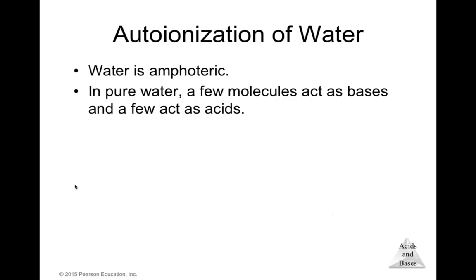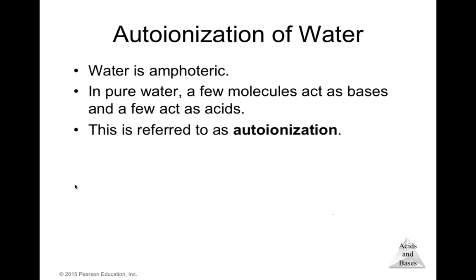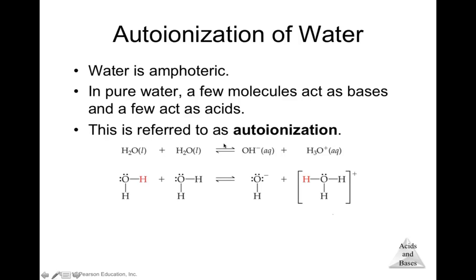When you have just pure water, some of the molecules of water will act as bases, and the others will react as acids. This is referred to as autoionization. With one molecule of water here and one here, one of them will release one hydrogen and the other one will accept it. So you're going to produce OH from one and H3O from the other one. This is basically an equilibrium.